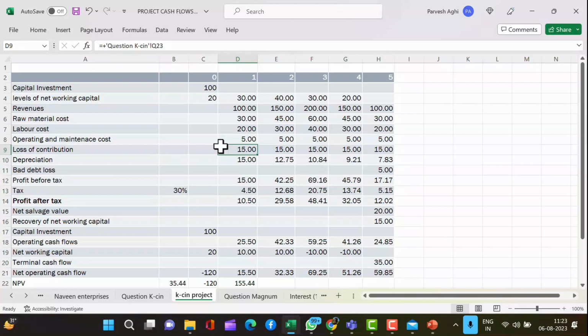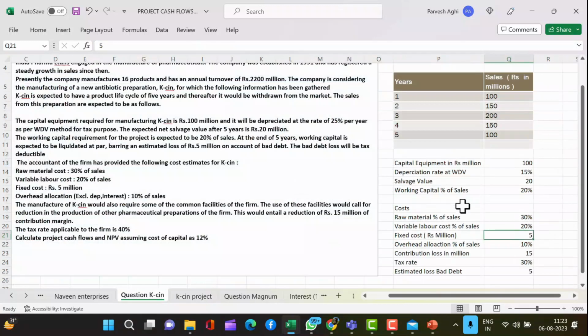Okay. So depreciation. Again, I have calculated based on the rate of depreciation which is given here. Depreciation rate कहाँ दिया हुआ है? कितना है depreciation rate?